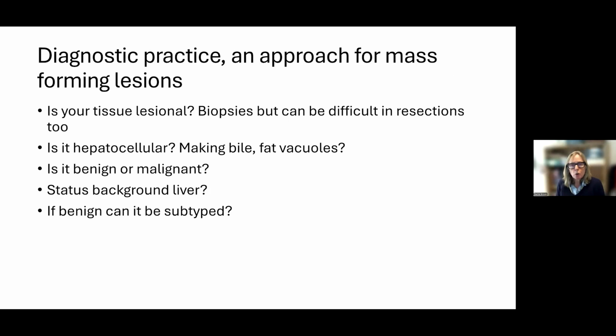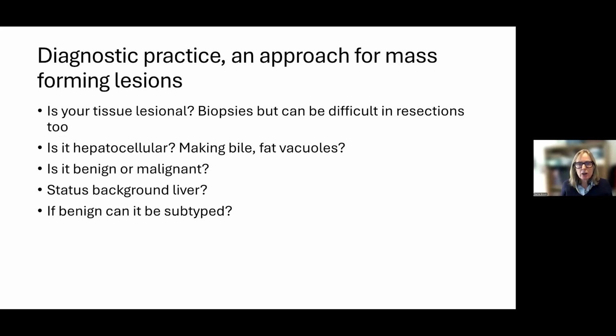So what sort of questions go through your mind when you are confronted with these type of specimens? So first, often we can really struggle to know whether or not we're looking at a lesion in the liver. It's particularly a problem in biopsies, but it can also be difficult in resection specimens. So I'm going to spend a bit of time talking to you about that.